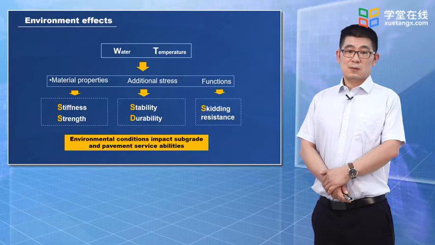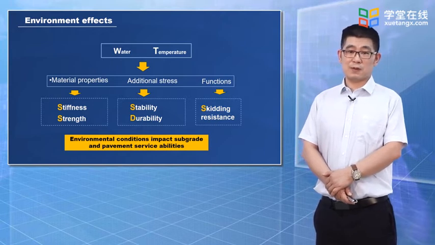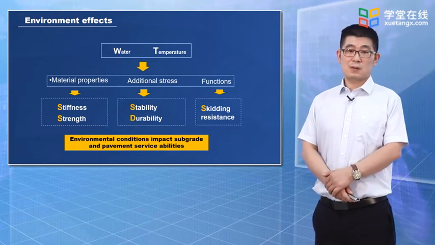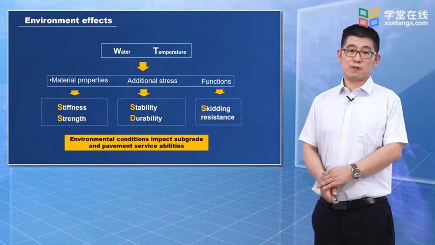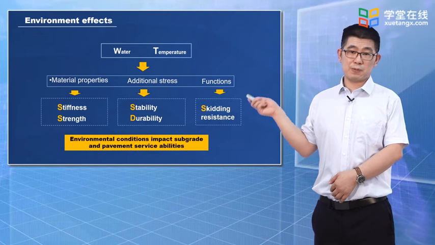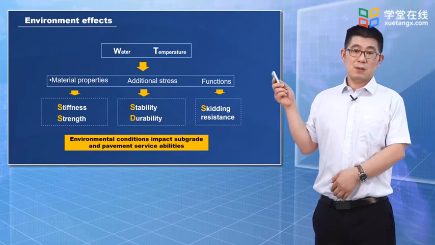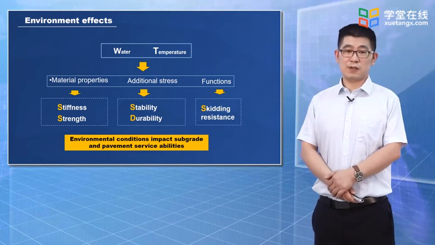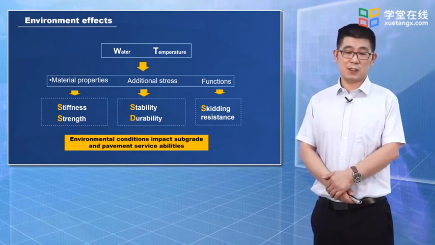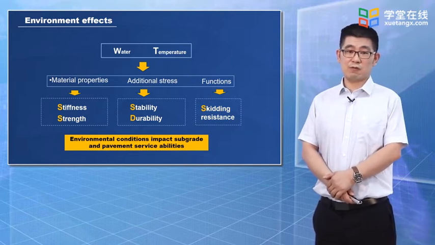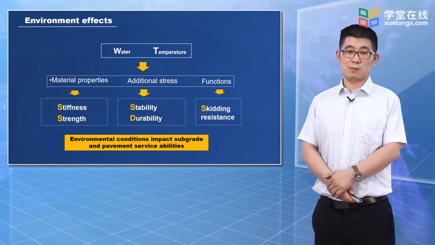Environments influence subgrade and pavement surface ability, as shown in this figure. Temperature and water may influence material stiffness and strength. Changing temperature or water may result in additional stresses, which influence subgrade and pavement stability and durability. Sometimes, excessive water may result in safety-related issues.